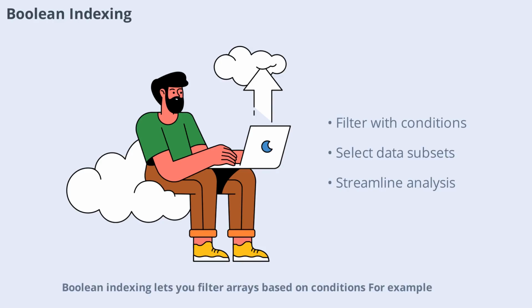Boolean indexing lets you filter arrays based on conditions. For example, you can select all elements greater than a certain value by writing arr[arr > 10]. This powerful feature makes it easy to extract subsets of your data that meet specific criteria, streamlining your analysis.